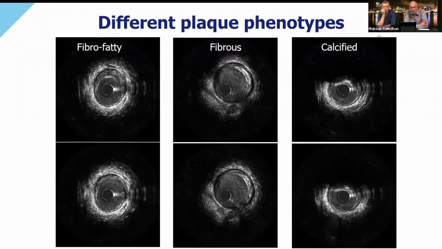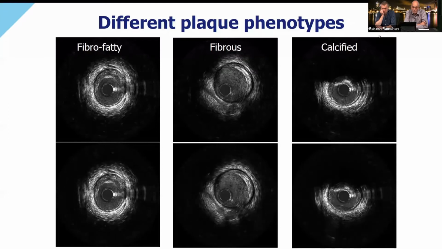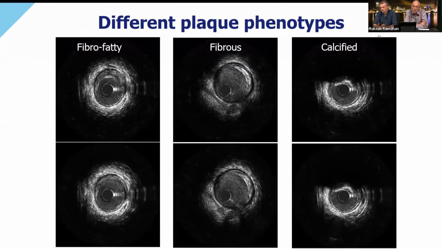If we go to the middle part, then you also see the cross-section. Now you see plaque from 12 o'clock to 5 o'clock. You see that this plaque is in general as bright as the surroundings, without a shadow, and that we call fibrous plaque.